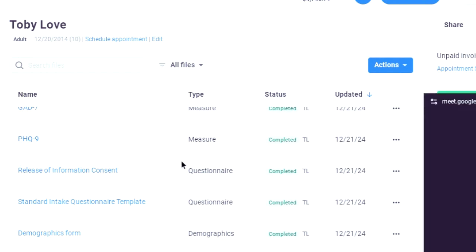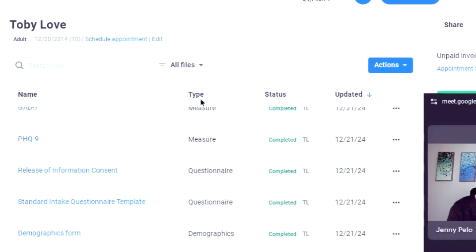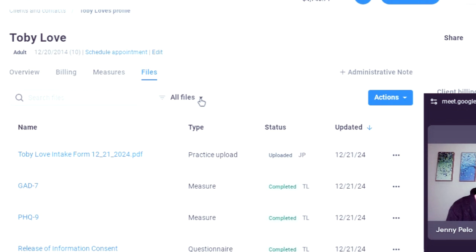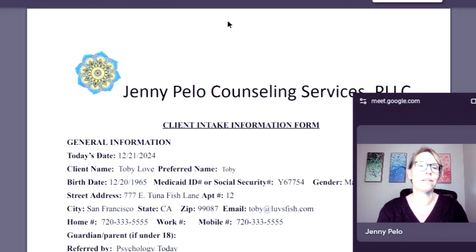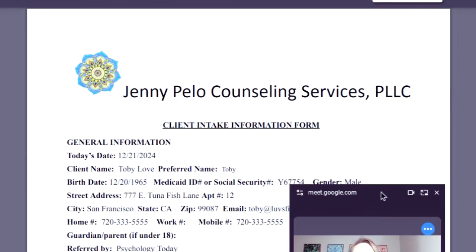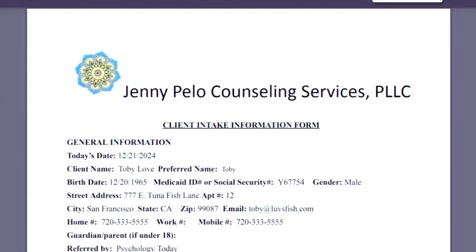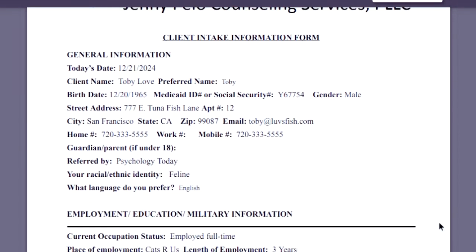So I am going to show you Toby's information here in SimplePractice, which is what I use for my EHR. Here I've got his intake form that I just downloaded. So he filled this out, and I'm going to move myself over there so you can see this better. Okay, so here you can see how he filled out the form and all of the information.